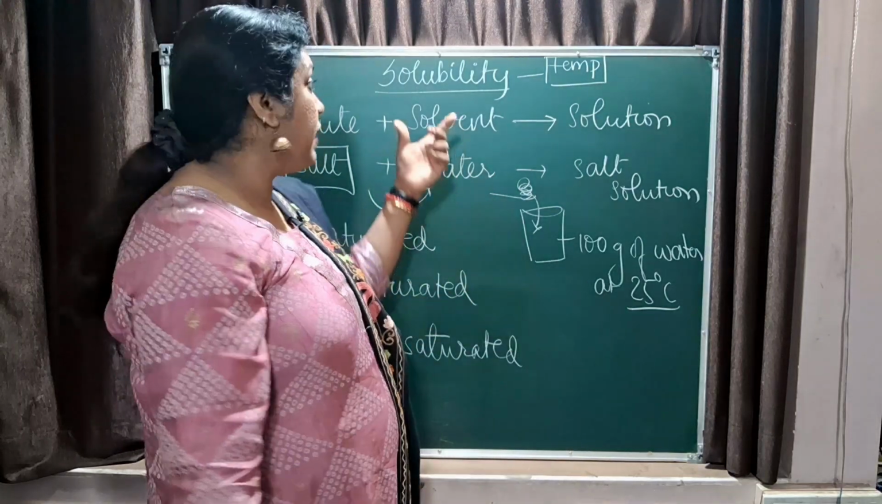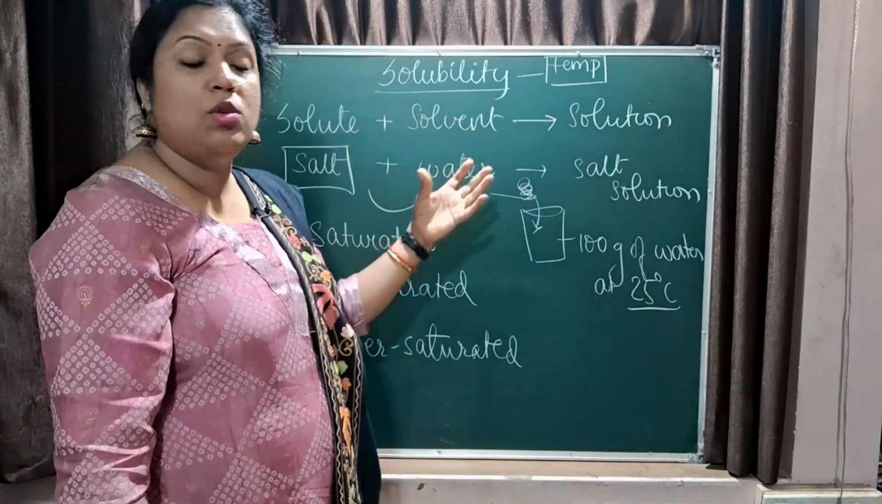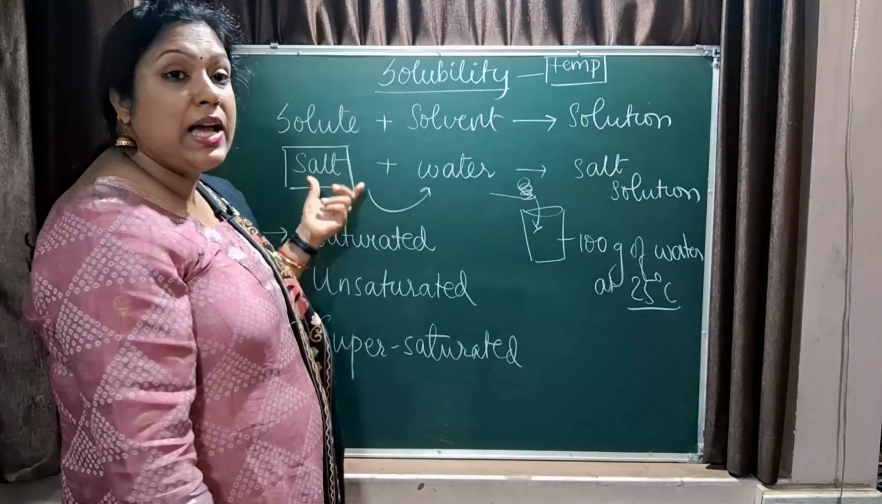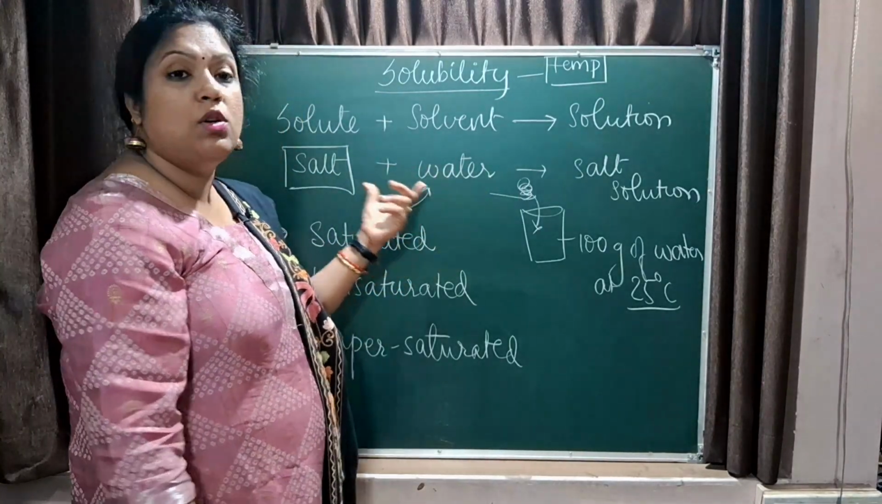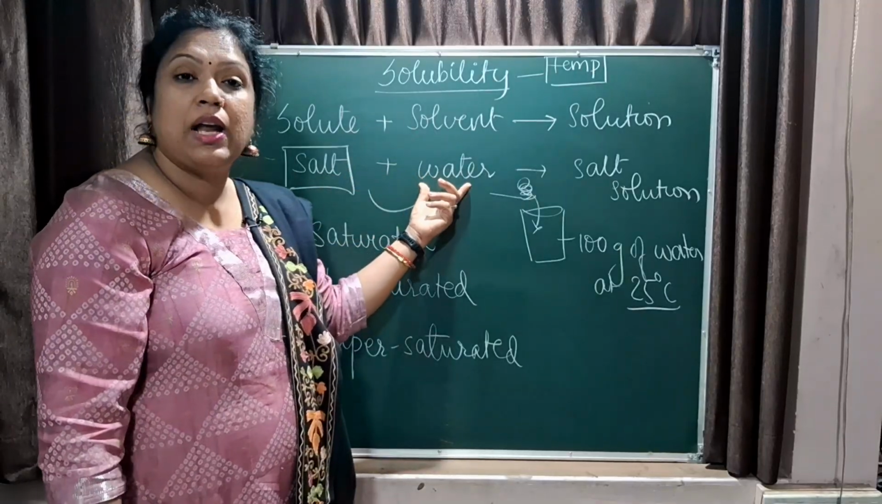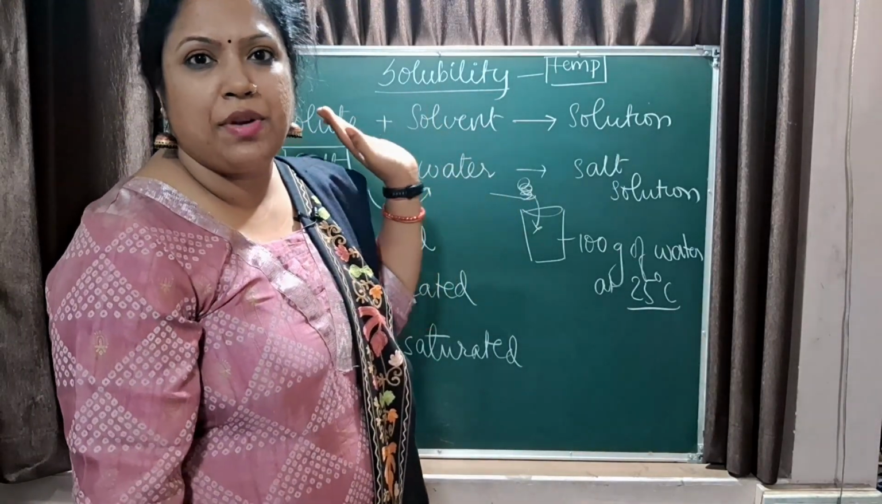So how can you define solubility? Solubility can be defined as the amount of solute that is added to water. How much water? 100 grams of water. The amount of solute added to 100 gram of water to make a saturated solution at a fixed temperature.